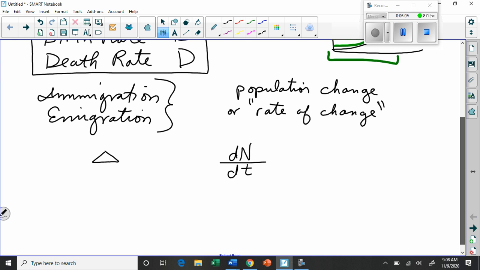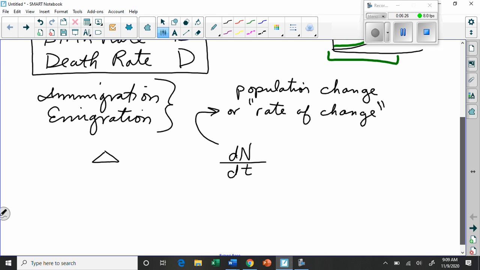So it's just a version of this that means that the changes are very, very small. And it's not important for us to understand all the calculus of it. We just need to know that this symbol represents the rate of change in a population size. That's all we need to know.